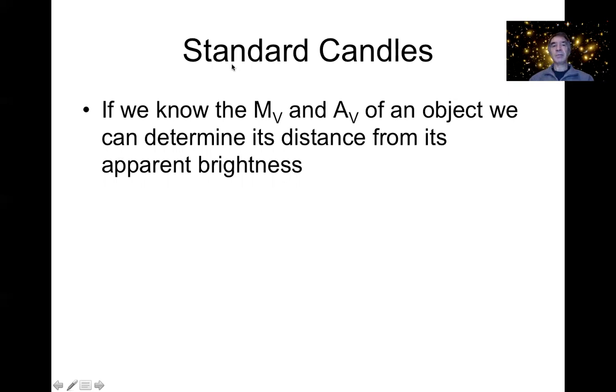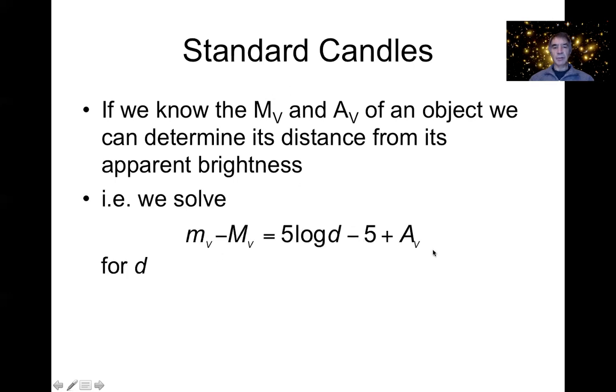Standard meaning it's a kind of gold standard. We know how bright it really is, and candle as in brightness. As we've learned in recent lectures, the effect of interstellar dust along the line of sight will change the apparent magnitude and make us think the object is further away if we don't know what this value is. So if we want to do this accurately, we need to know the total visual extinction as well, before we can use this method.